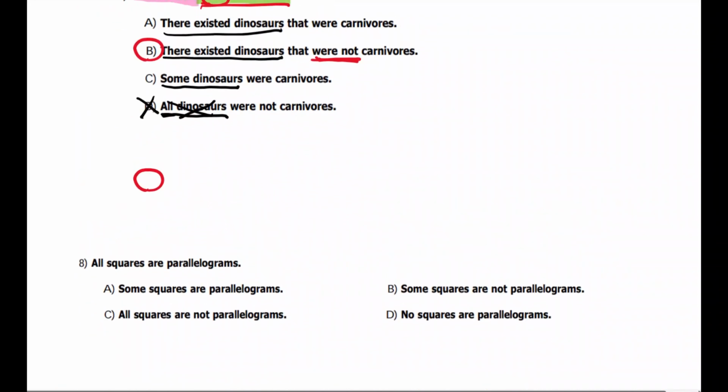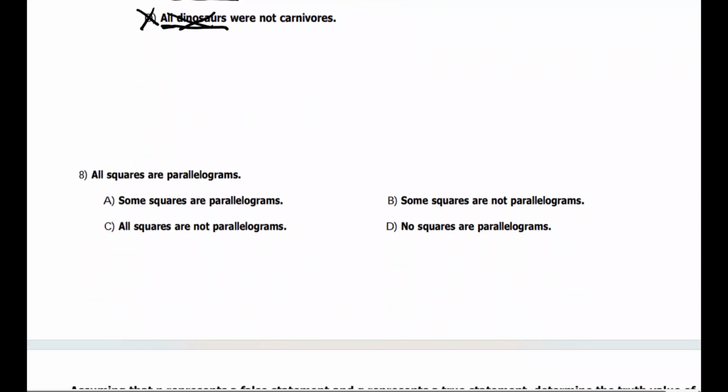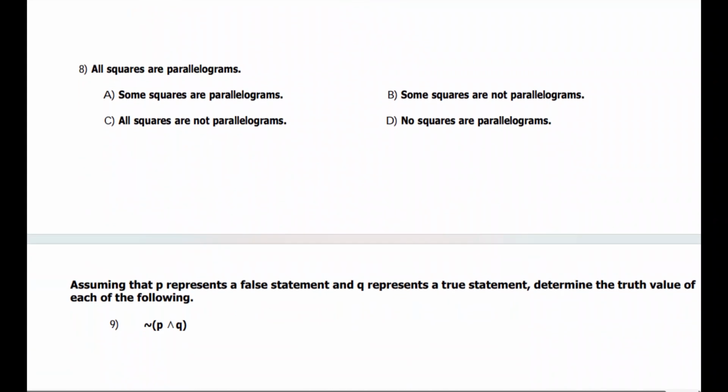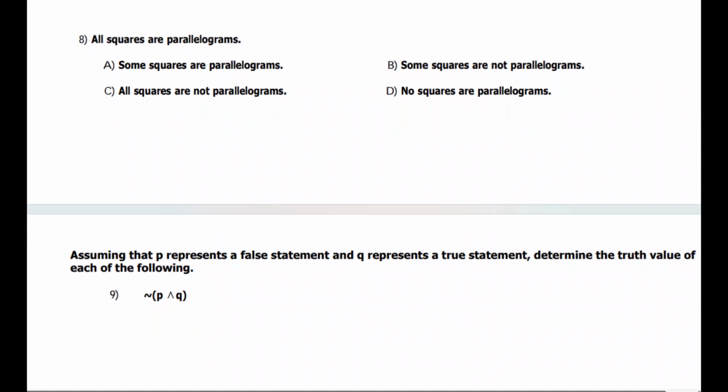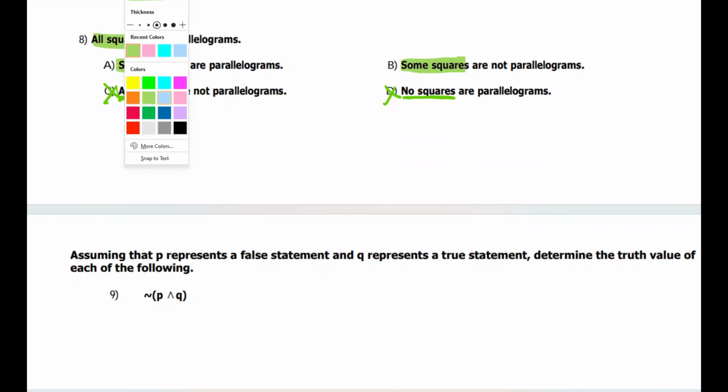All right, and then number 8. Okay, that was weird. There we go. Number 8 says all squares are parallelograms. And we got another one that starts with "all squares." So you're going to have to go from "all" to "some," and A has some squares and B has some squares, but C says all squares. Can't be that. And this one says no squares. Can't be that.